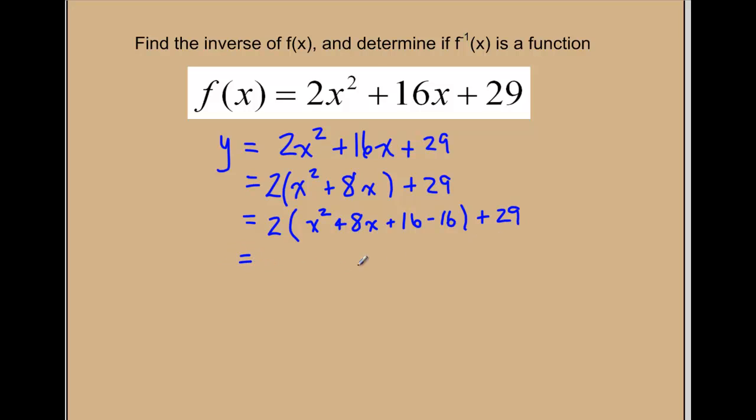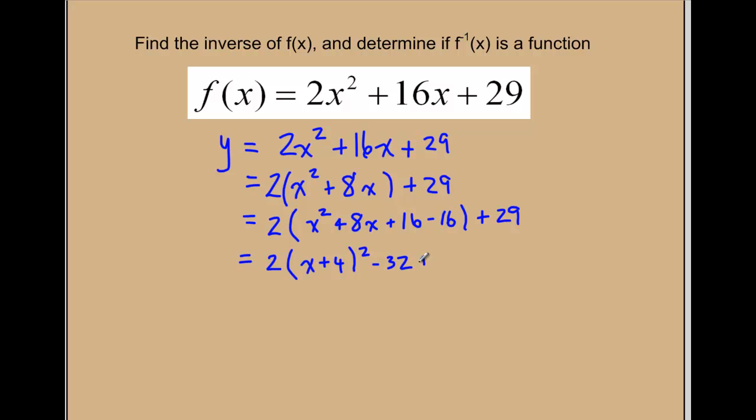Next, I complete the square. So I take the first 3 terms, x squared plus 8x plus 16. I just divide this number by 2, so 4. So I'm left with x plus, because this sign's plus, 4 all squared. This 16 has now left the bracket, so I need to multiply it by 2. So negative 16 times 2 is negative 32.